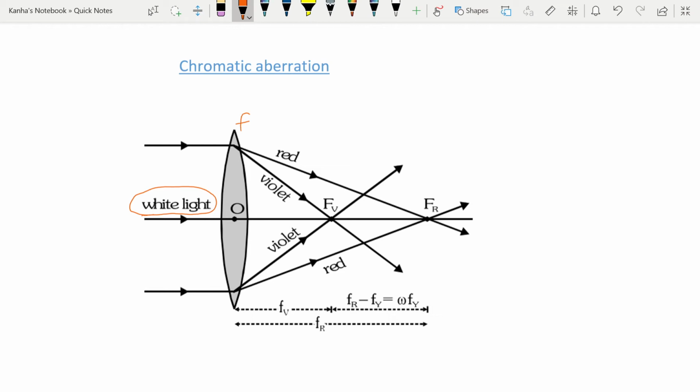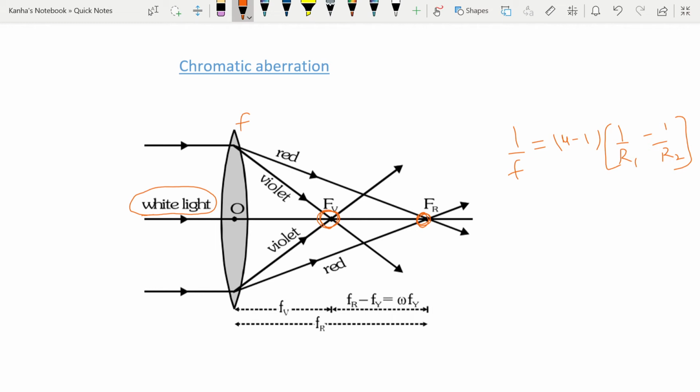because you know that the focal length is given by (mu minus 1) into (1 by r1 minus 1 by r2). So it depends on the value of mu, and as mu of the lens is maximum for violet while minimum for red, violet is focused nearest to the lens while red is farther from the lens. So violet will be focused somewhere here while the red will be focused somewhere later. This is basically chromatic aberration.